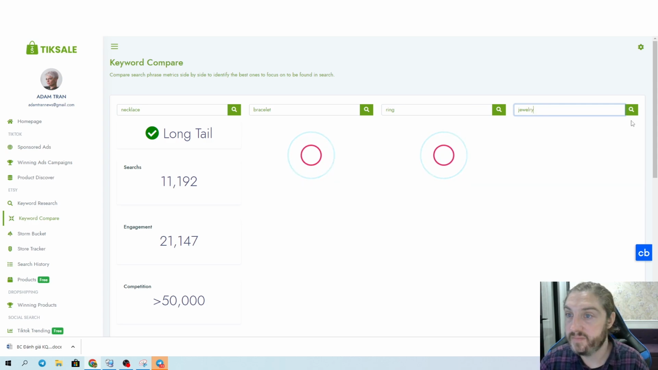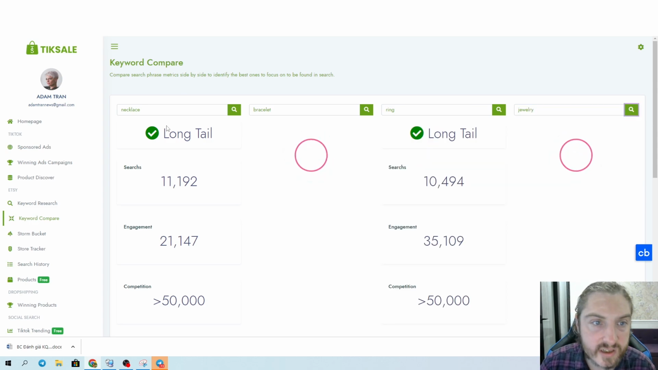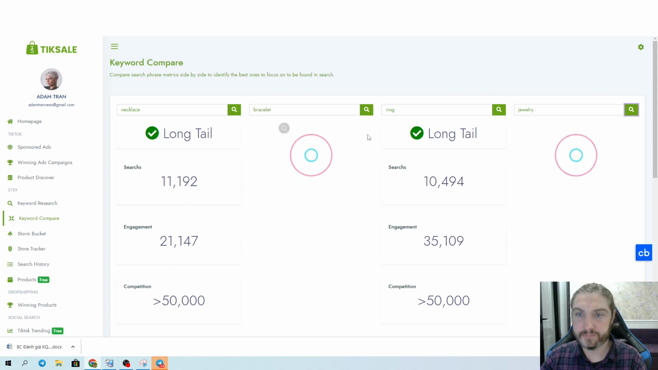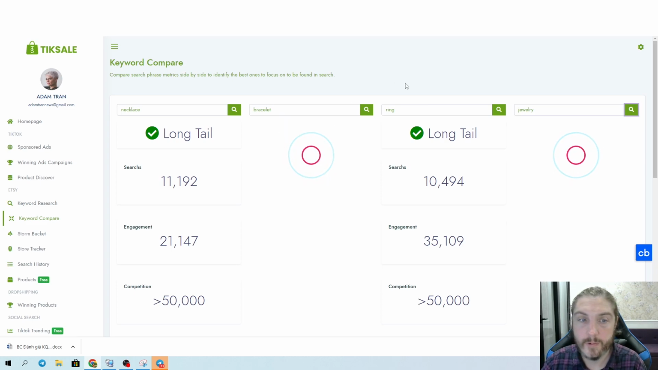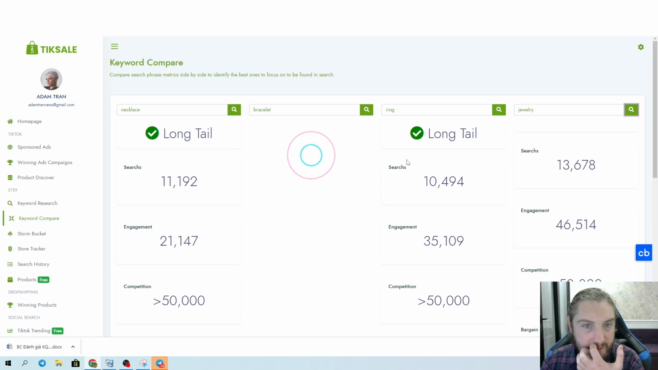Jewelry. Okay, so let's get all these searching. Necklaces has already come back, which is great. We've got a return on rings. Just wait for bracelet and jewelry. But while we wait for these two, I'll go. Oh, we got jewelry, and yep.